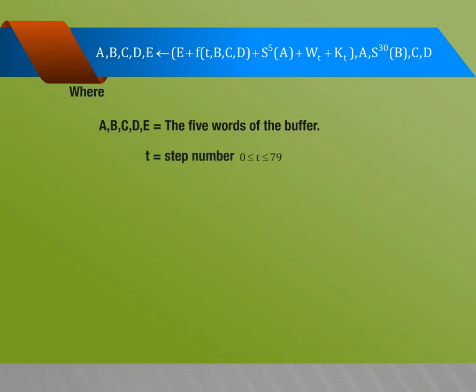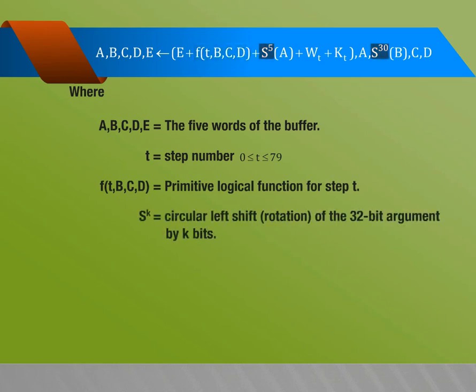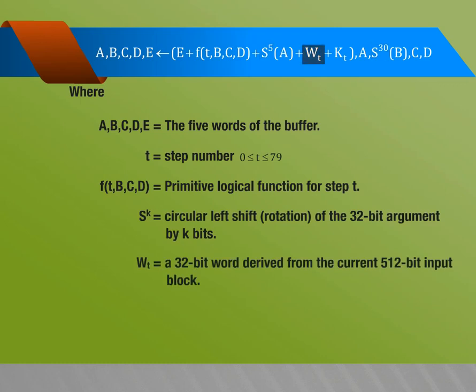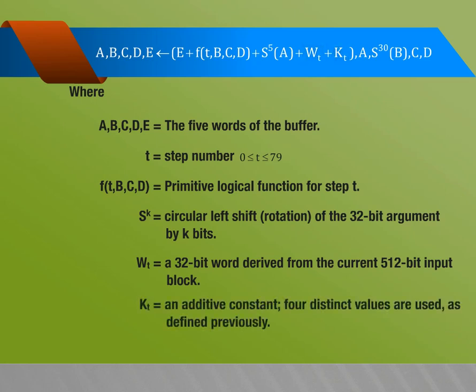t is the step number, where 0 ≤ t ≤ 79. f(t, B, C, D) is the primitive logical function for step t. S^k is the circular left shift rotation of the 32-bit argument by k bits. Wt is a 32-bit word derived from the current 512-bit input block. Kt is an additive constant. 4 distinct values are used as defined previously. Plus is addition modulo 2^32.